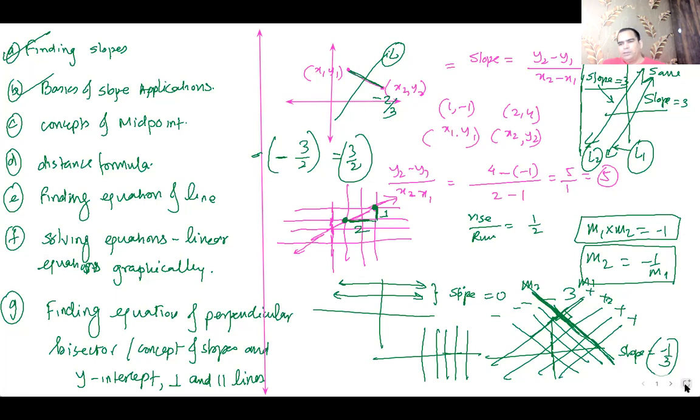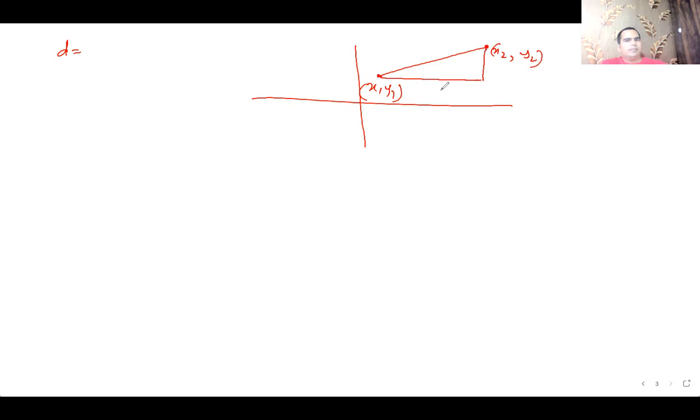In the distance formula, when you have 2 points on the coordinate system, x1, y1 and x2, y2, this horizontal distance is x2 minus x1, and this vertical distance is y2 minus y1. So if I apply the Pythagoras theorem, the distance is the square root of (x2 minus x1) the whole squared plus (y2 minus y1) the whole squared. So that's the distance formula.